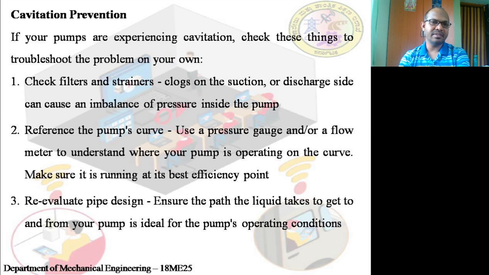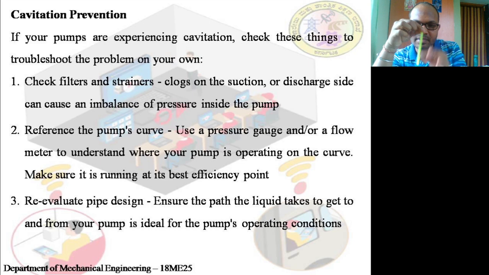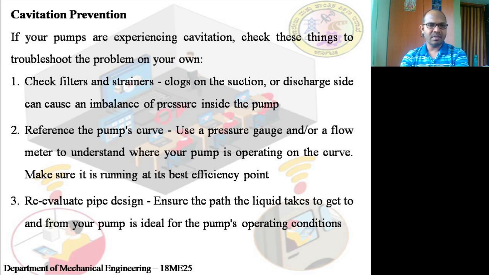Check filters and strainers. Filters and strainers are always placed at the bottommost portion of the pipe which has been immersed in the sump. The sump pipe, this is a suction pipe. At the end of the suction pipe, we will have a strainer and a filter. Clogs on the suction or the discharge side can cause an imbalance of pressure inside the pump.